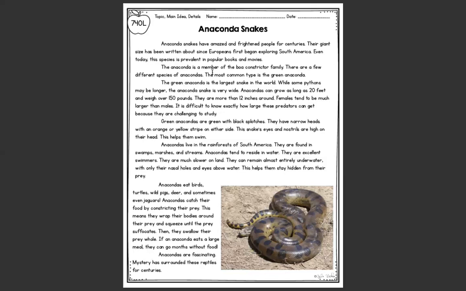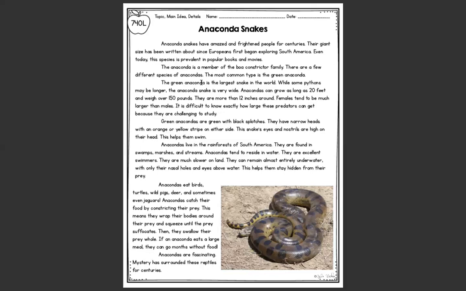Then the next paragraph tells me that there are different kinds of anacondas. Then this paragraph tells me about how big the anacondas can get. Then paragraph 4 tells me what green anacondas look like, and paragraph 5 tells me where they live.